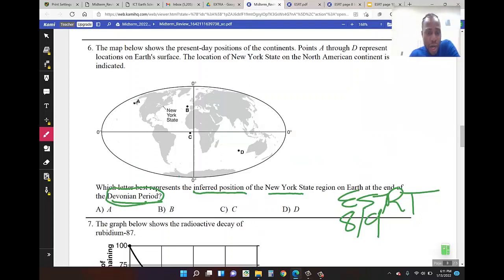position A is right here, too far from the equator. Position B, too far from the equator. Position C, that looks more like it. Yeah, close to the equator. That was where New York was around the Devonian period. Definitely it's not D. It wasn't in the southern hemisphere. There goes your answer. All right, let's move on.